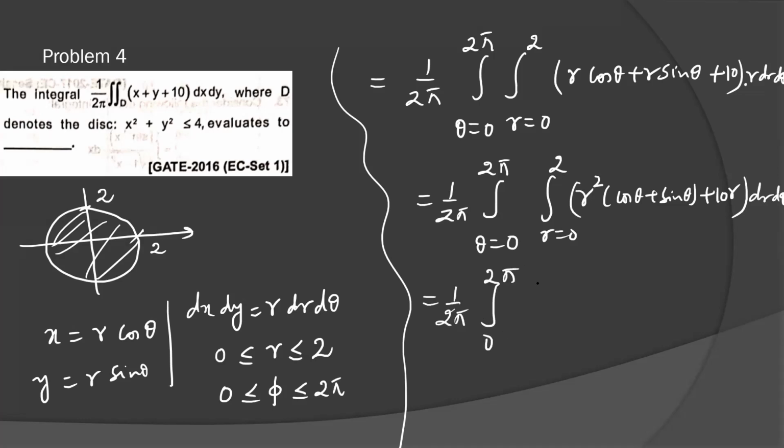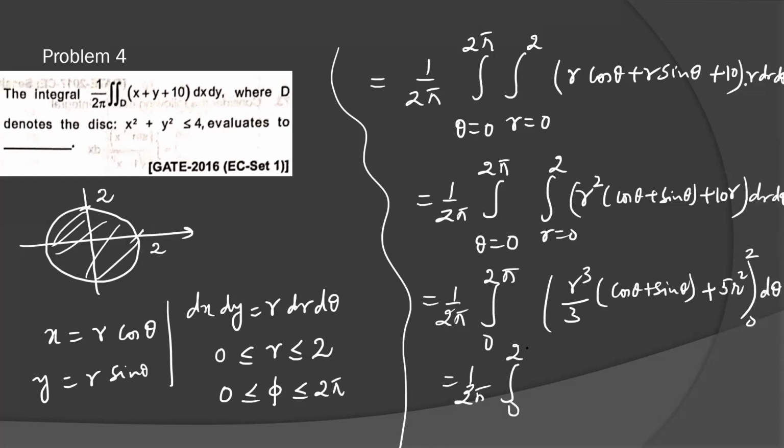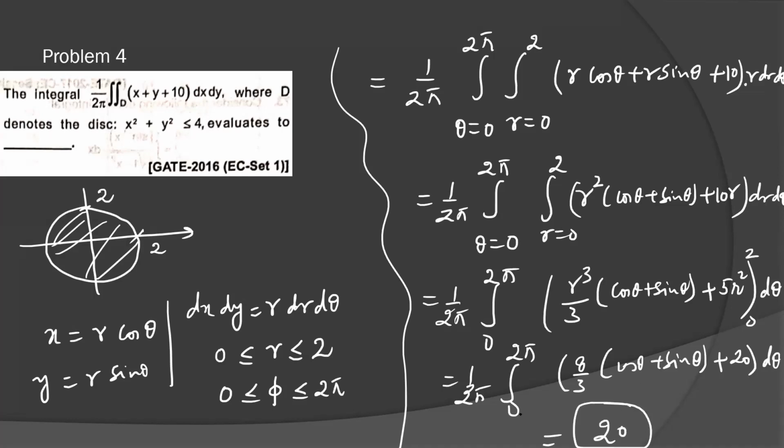You will get r cube by 3 cos theta plus sin theta plus 10r square by 2, which means 5r square, from 0 to 2 d theta. So it will become 0 to 2 pi, 8 by 3 cos theta plus sin theta. If you put r equal to 2, plus 20 d theta. I am giving you the last solution of this question. If you simplify it, you will get the value 20. The value of this integration is 20 only.